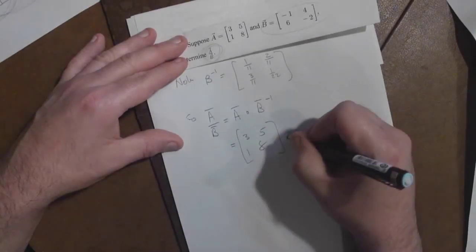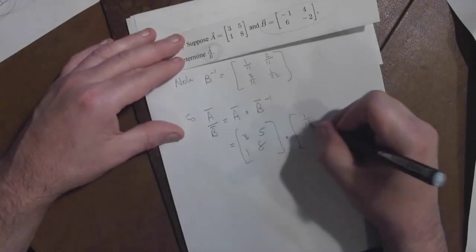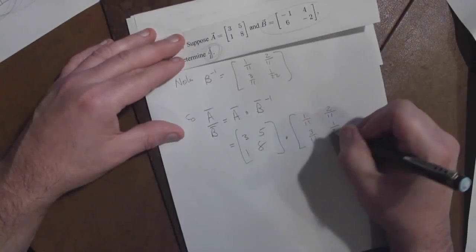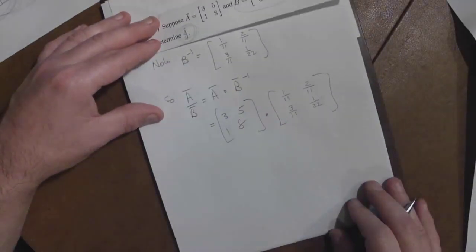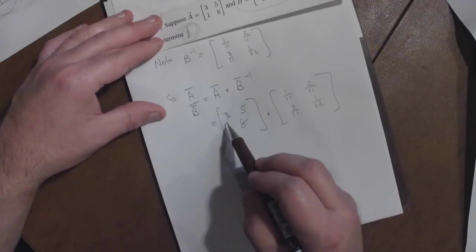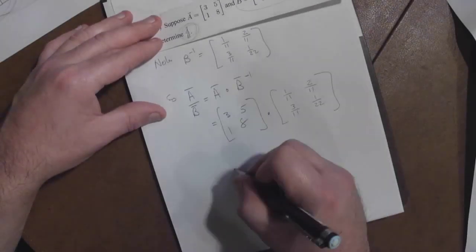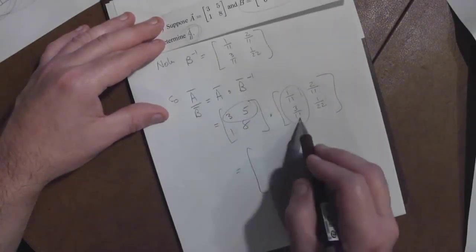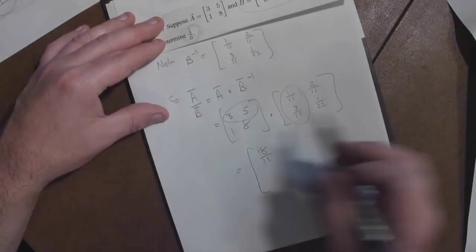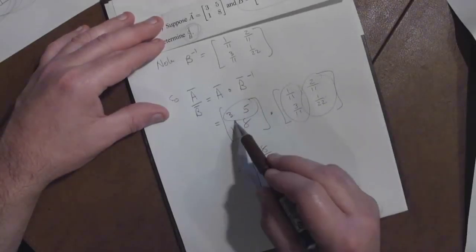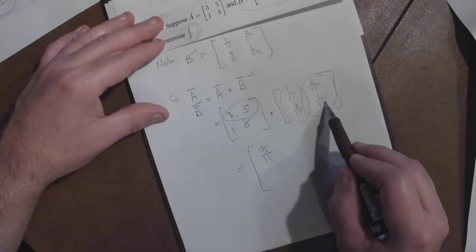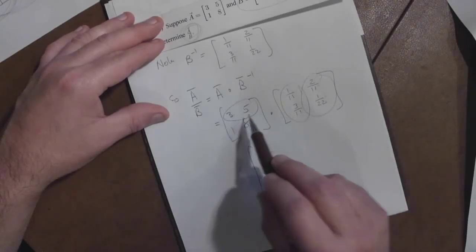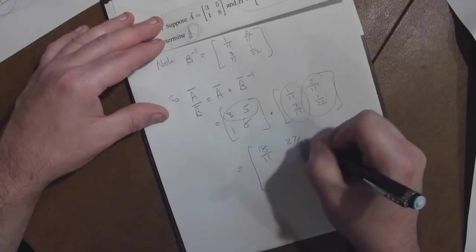3, 5, 1, 8 multiplied by this inverse matrix: 1/11, 2/11, 3/11, and 1/22. Right? 3/11 plus 15/11, we're doing that row column multiplication. 3/11 plus 15/11 is 18/11. Row column here: 6/11 plus 5/22s, 6/11 is actually 12/22s, plus 5/22s is 27/22s.